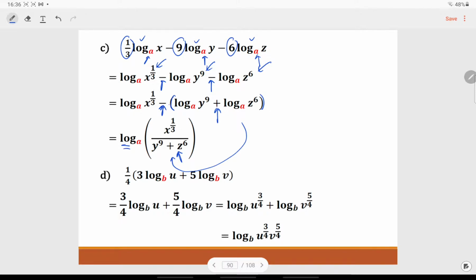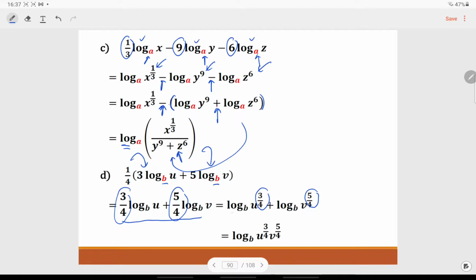Now we proceed to the fourth example: 1 over 4 multiplied by, in parentheses, 3 log u base b plus 5 log v base b. We have a common base here, b and b. First of all, we need to multiply 1 over 4 inside the parentheses. We multiply with the first log, and then with the second log, and we come out with this expression. Next is to bring 3 over 4 and 5 over 4 to become the powers of u and v.